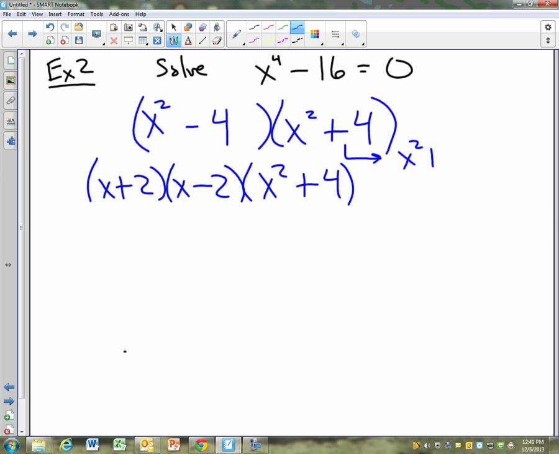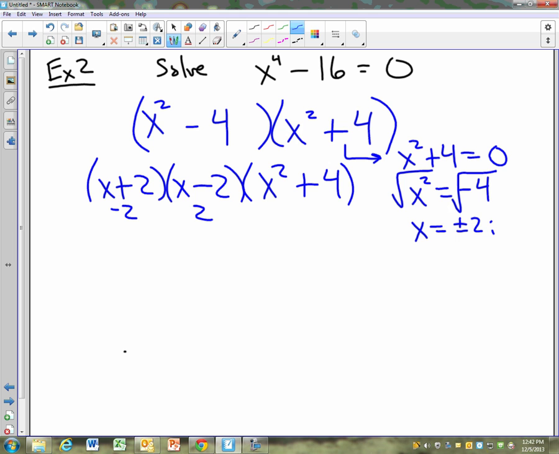If we take x squared plus 4 and set it equal to 0, we can solve that. x squared equals negative 4, square root both sides, and x is equal to what? What's the square root of negative 4? Plus or minus 2i, right? So look at what we have. What's the solution here? 2, negative 2, positive 2i, negative 2i. So you can see you have 4 solutions. So yes, this does fully factor.